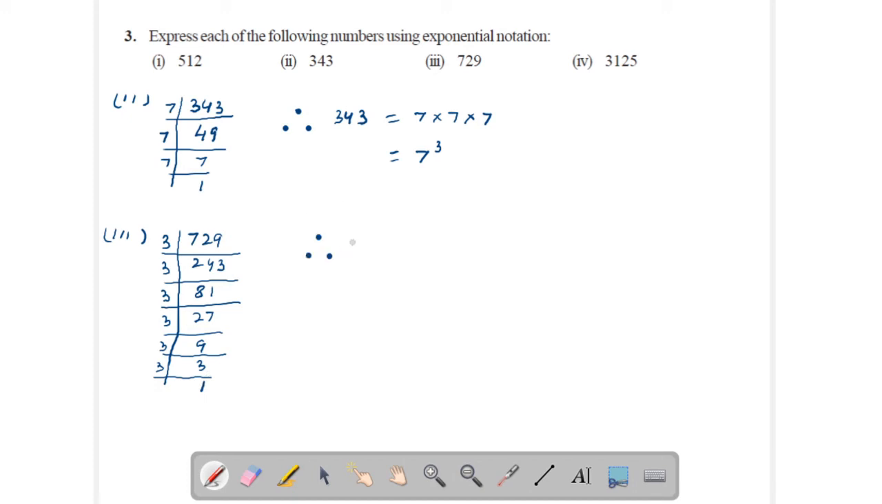Therefore, 729 can be written as 3 into 3 into 3 into 3 into 3 into 3. Here 3 is multiplied 6 times. Therefore, it can be written as 3 raised to power 6. This is your answer.